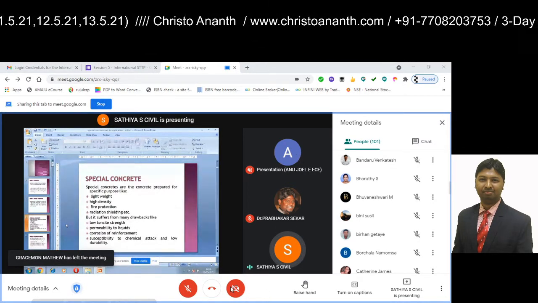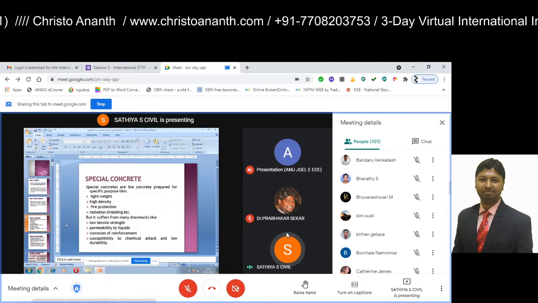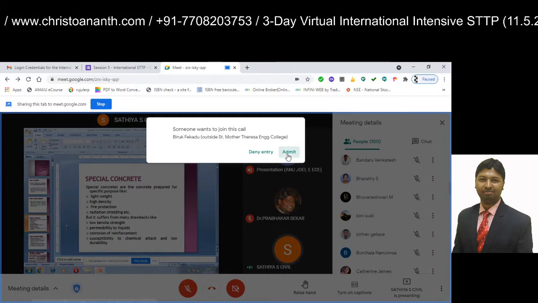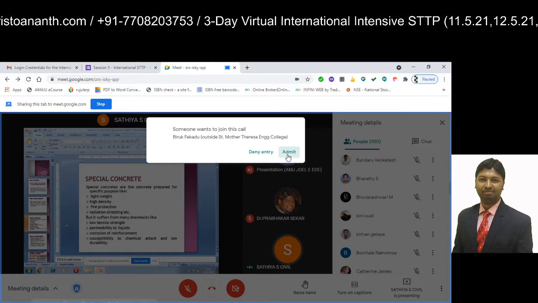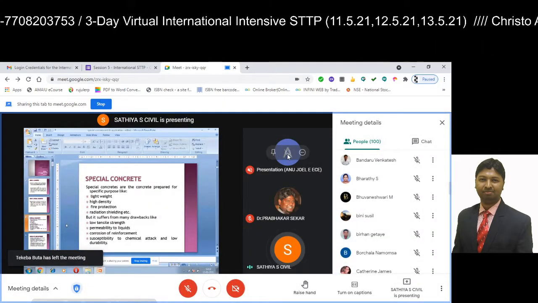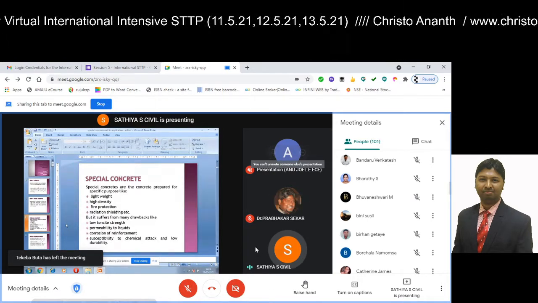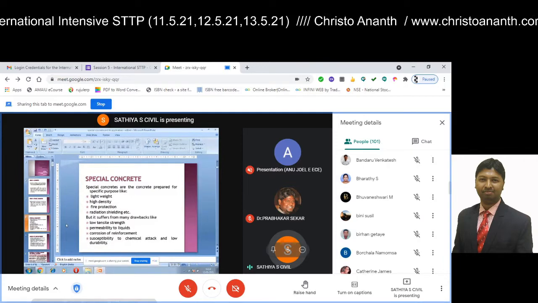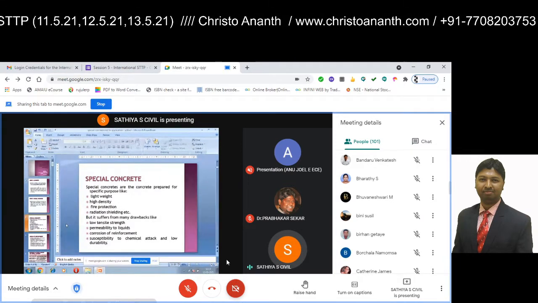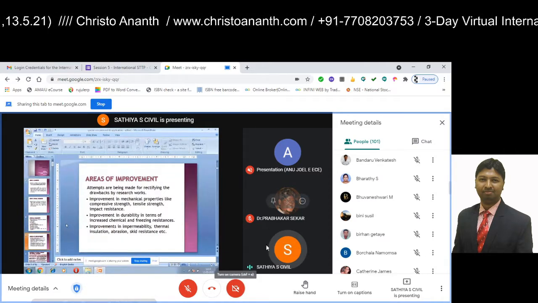Basically, concrete is a very good material. It is a versatile material used in the construction industry. Concrete has high compressive strength, but it is weak in tensile strength. It suffers from many drawbacks like low tensile strength, permeability to liquids, corrosion of reinforcement, susceptibility to chemical attack, and low durability. So we have to improve in so many areas.